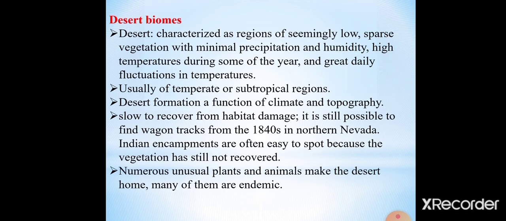Coming to the next one, that is the desert biome. It has low vegetation, low humidity, and high temperature during some of the year. It covers one fifth of the Earth's surface. The biome has a layer of soil that can be sandy, gravelly, or stony, depending upon the type of desert.